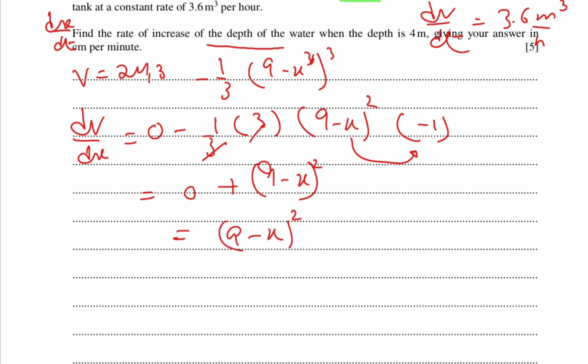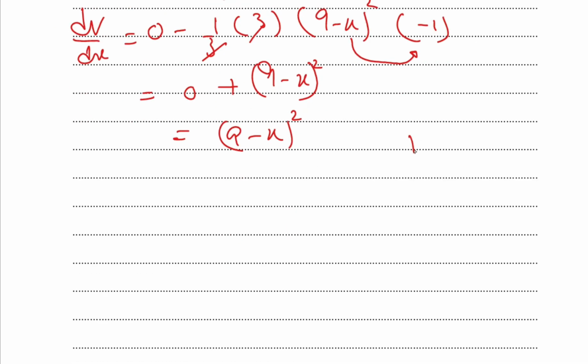Now he has said to find the increase of the depth when the depth is 4 meters. It means x is equal to 4, so by putting 4 over here, we get 9 minus 4 squared, which is 25 meter squared. dV by dx will be 25 meter squared.